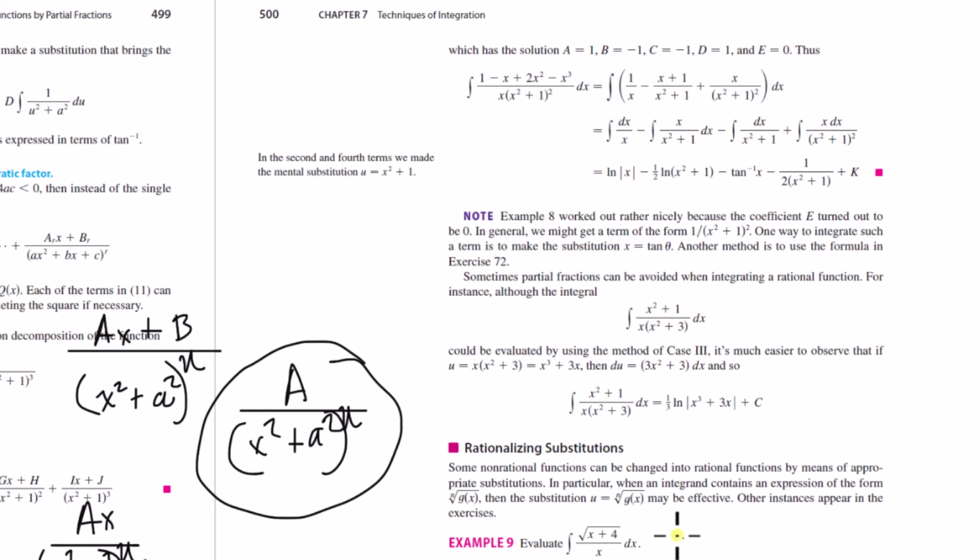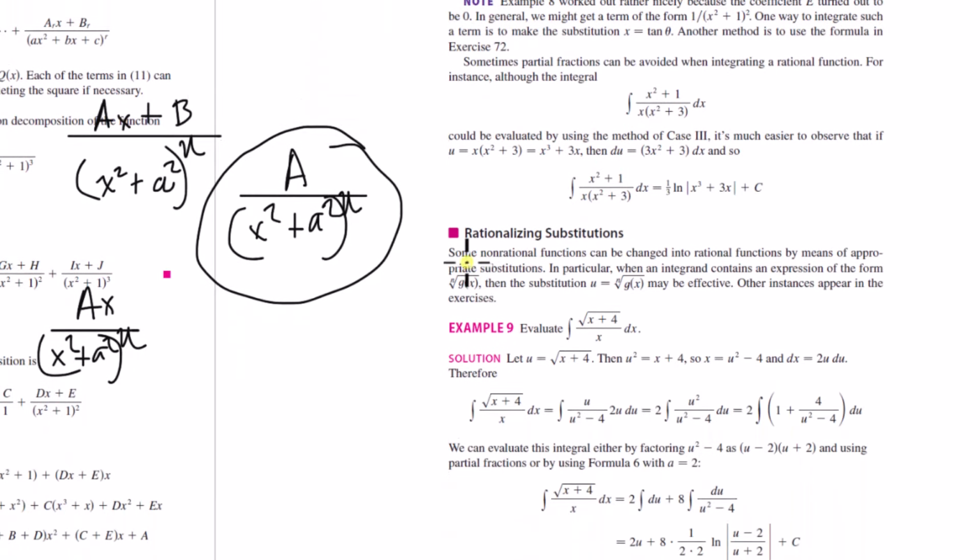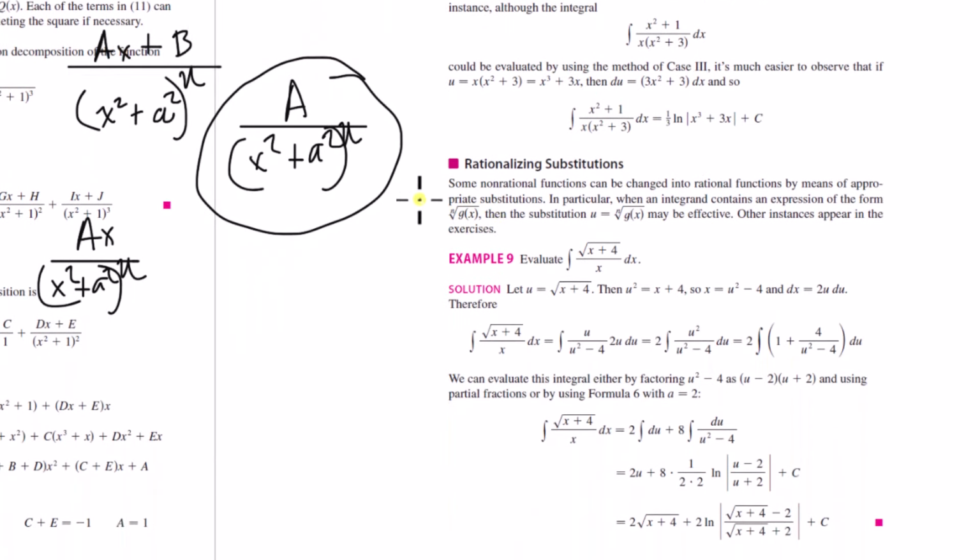Okay. So now this last section is talking about cases where you don't start with a rational function, but you can make a substitution to turn it into a rational function and then solve it with the methods we just outlined. So some non-rational functions can be changed into rational functions by means of appropriate substitutions. In particular, when an integrand contains an expression of the form the nth root of g of x, then the substitution u is equal to the nth root of g of x may be effective. Other instances appear in the exercises.